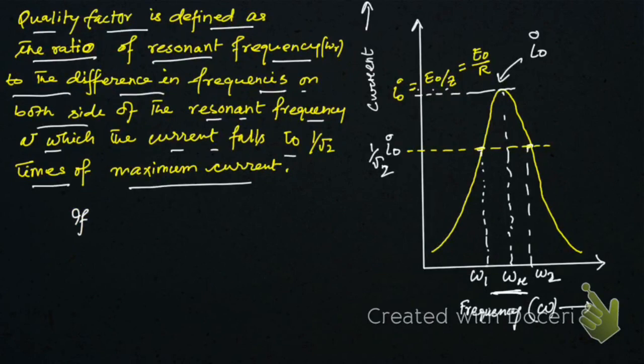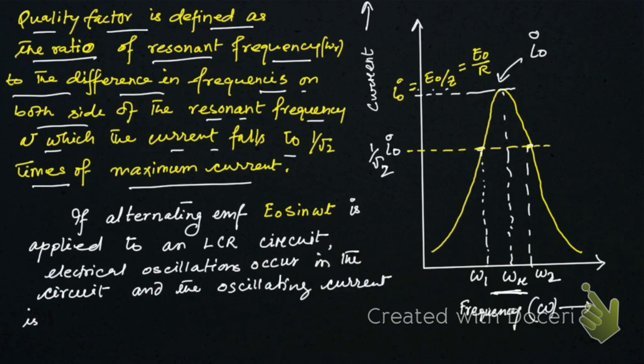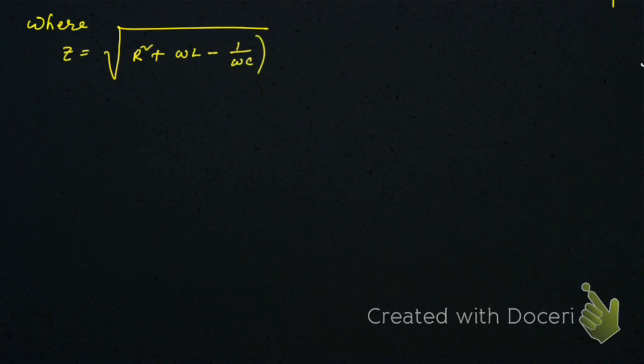If an alternating EMF E naught sin omega t is applied to an LCR circuit, then oscillations occur, and the oscillating current is given by I naught equal to E naught by Z, where Z is the impedance, which is given by root over R square plus omega L minus 1 by omega C whole square.